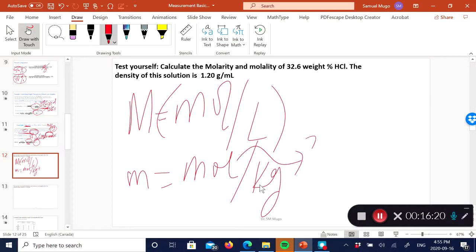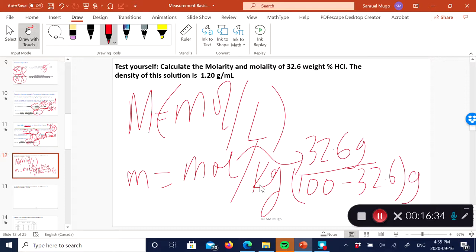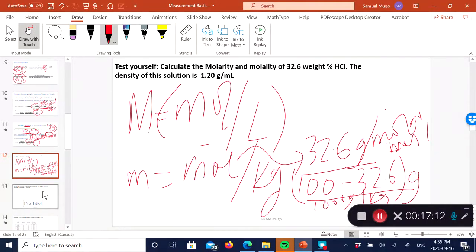The grams that are present is 32.6 grams, and 100 minus 32.6, those would be the grams of the solvent. And then you convert that into kilograms, and that way you're going to get the number of moles. So you're going to get the molality. And of course, for this one you're going to need to divide by the molar mass. Nonetheless, do that problem at home. If you've got a challenge, let me know.